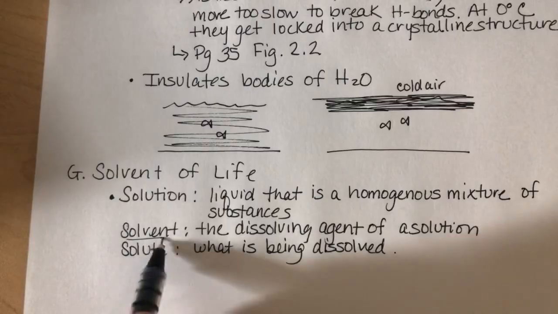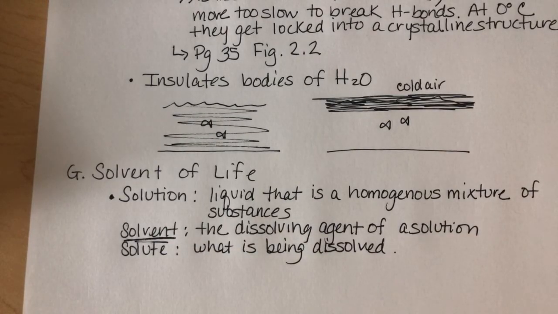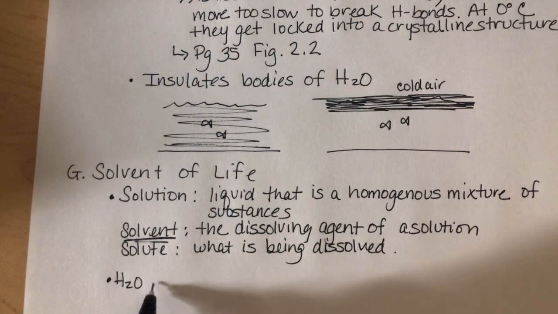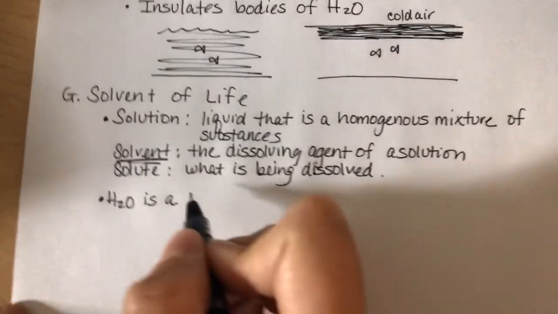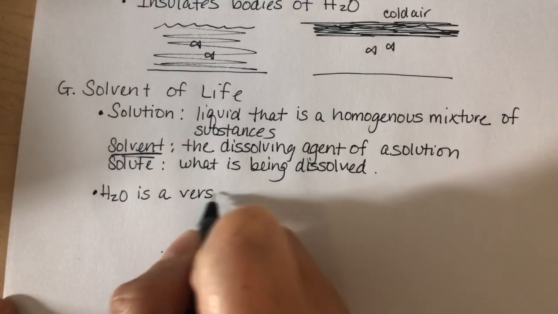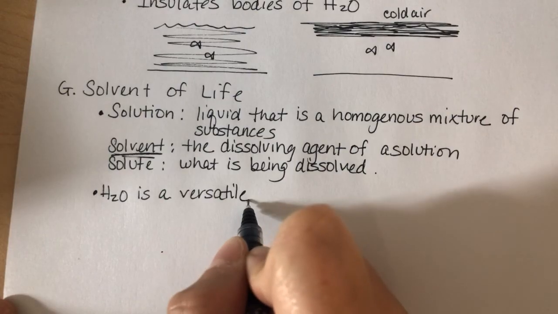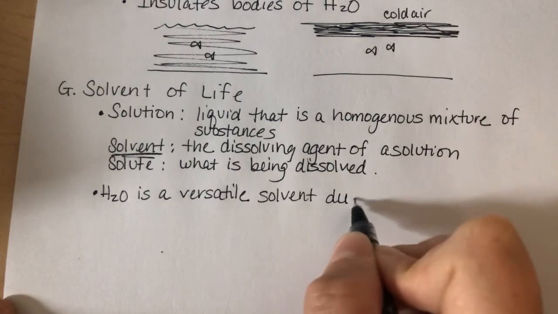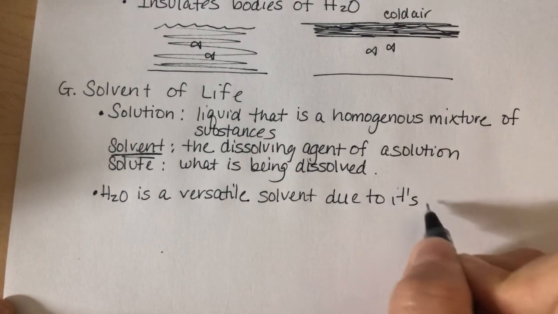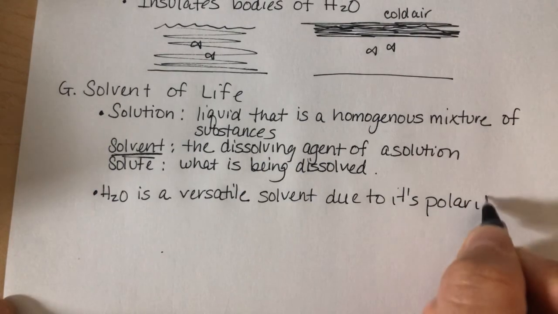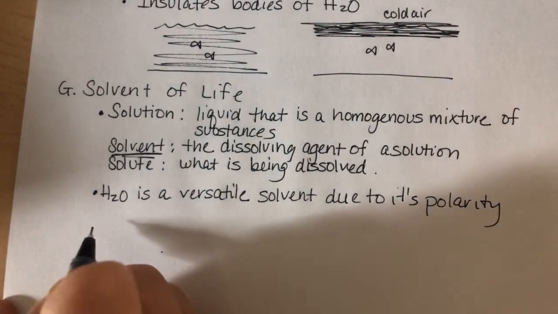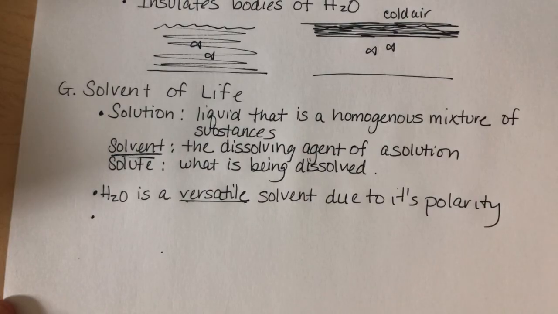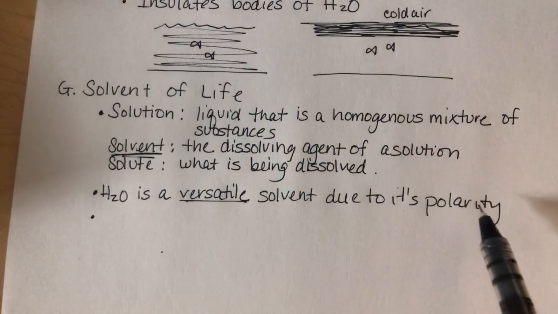So water is a great solvent. All right, so why? Water is a versatile solvent due to its polarity. So versatile means it can dissolve many different things. All right, so what kinds of things can it dissolve because it's polar?